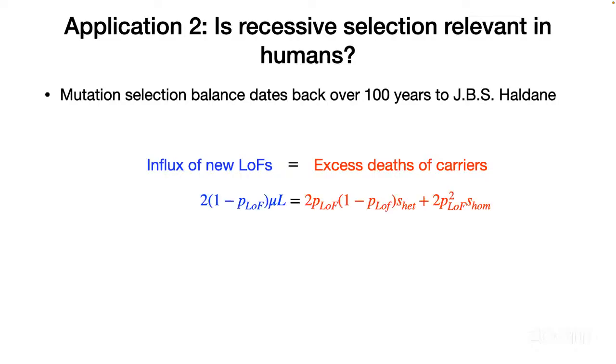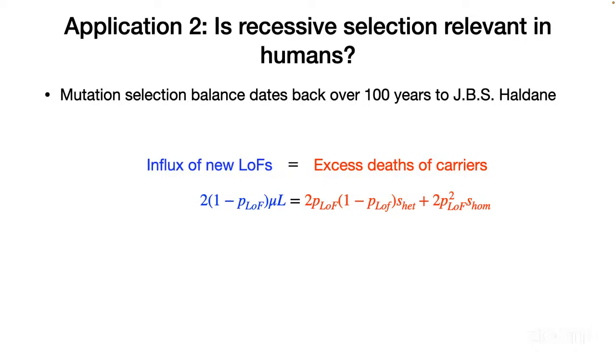Okay, so you can write down the rate at which those things happen. This is everyone who doesn't have a loss of function variant. They have 2 copies of their genome, and each one mutates at this rate mu, and there are maybe L positions that can cause a loss of function variant. So this is the rate at which new loss of function variants are incoming. And then that has to get balanced by this rate of excess deaths. This is just Hardy-Weinberg: this is the proportion of individuals that are heterozygotes, and they have this fitness reduction of S het, the selective constraint in heterozygotes.